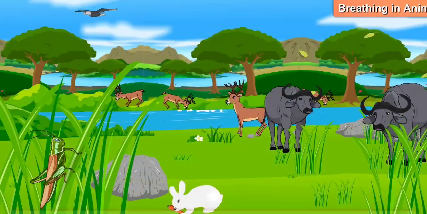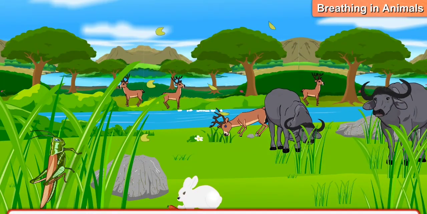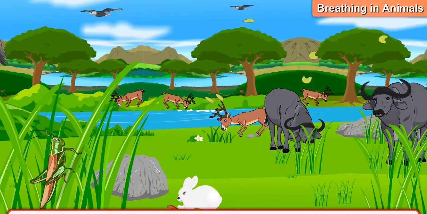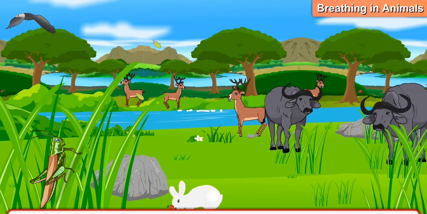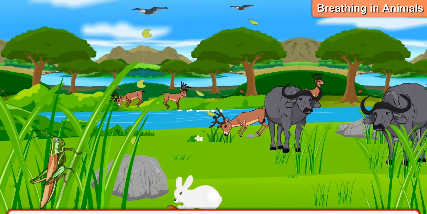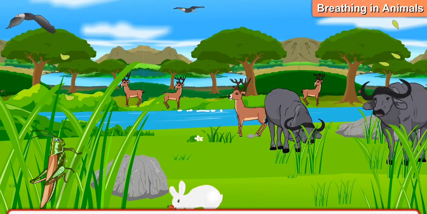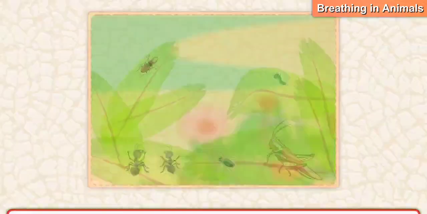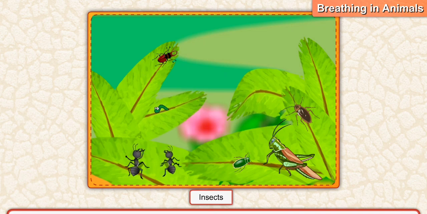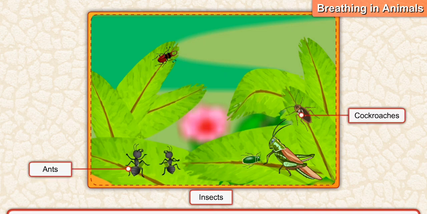Movement in animals. Animals move from place to place in search of food, shelter, mates, and to escape their enemies. Different animals move in different ways. Insects have 6 legs. Insects like ants and cockroaches crawl on their legs.